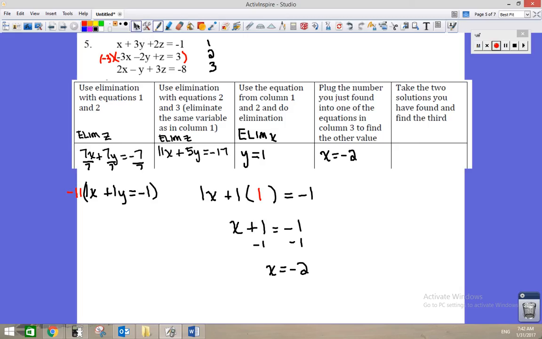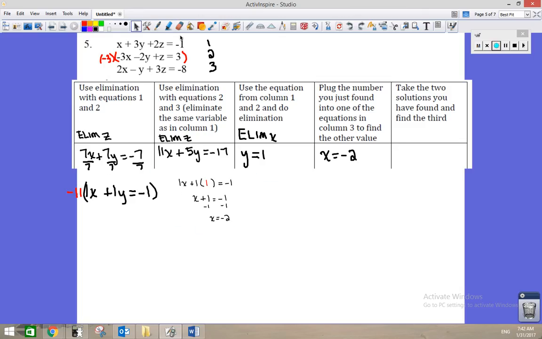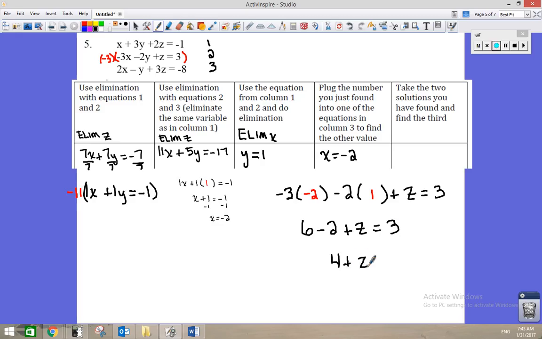I'm going to use equation 2 now to figure out what z is. Let's write down equation 2. We've got negative 3x, but we found x to be negative 2. We've got minus 2y, but we found y to be a positive 1. We've got plus z, and that arithmetic, the claim is that it should equal 3. So if we replace x with negative 2 and y with 1, we've got 6 minus 2 plus z is equal to 3. 4 plus z is equal to 3. Subtract 4, and I have that z is equal to negative 1.